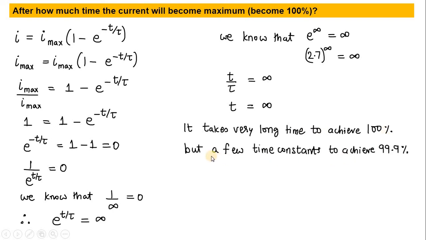But it takes only a few time constants to achieve 99.9%. In one of the previous pages you saw that it took nearly 8 or 10 time constants to arrive at 99.9%.